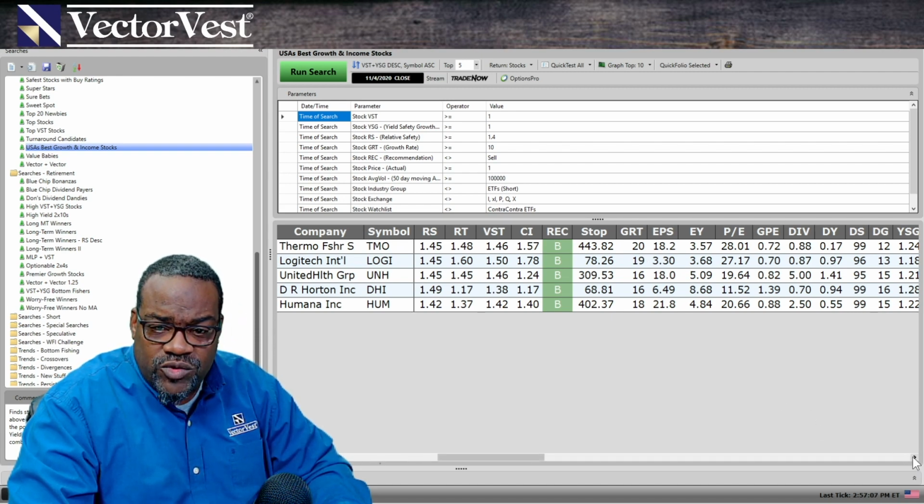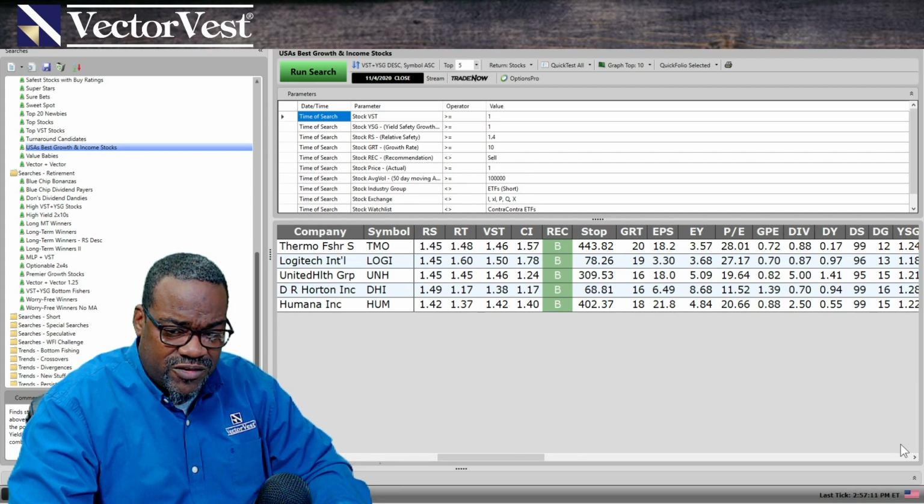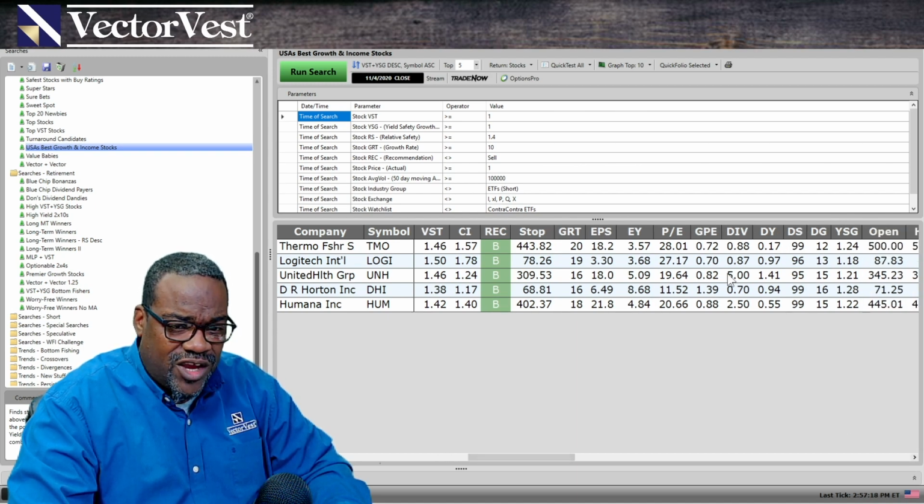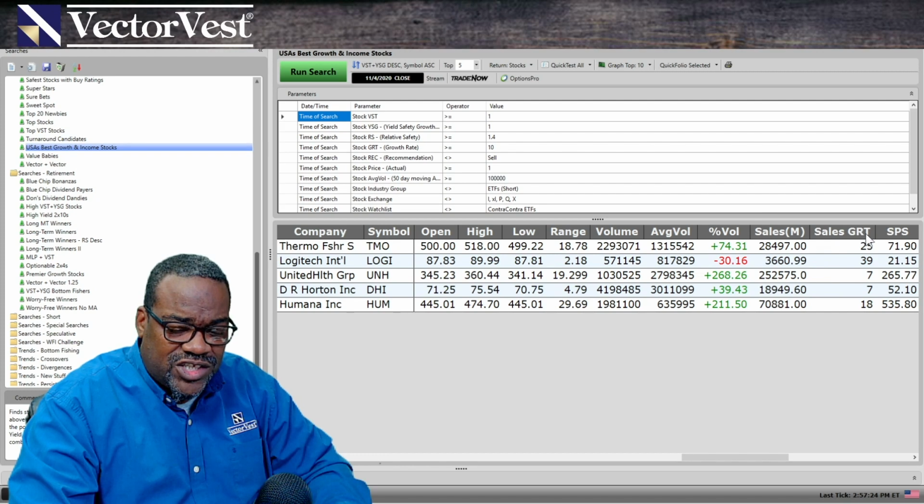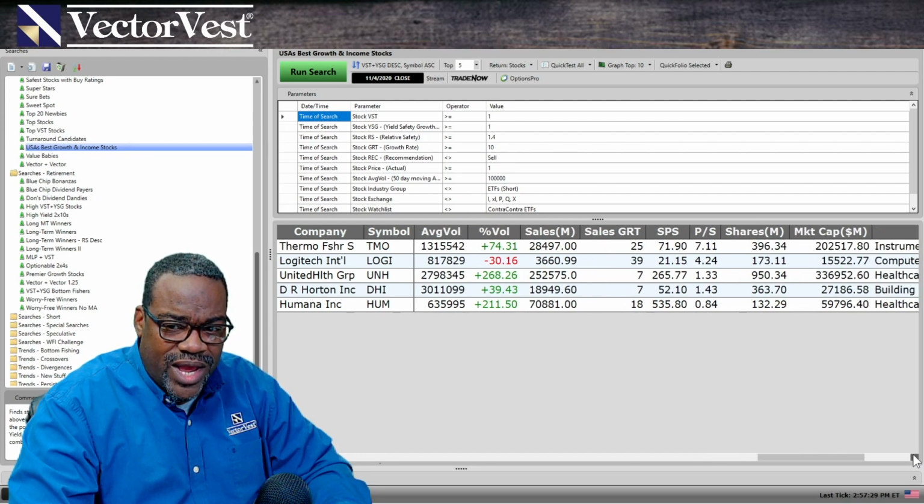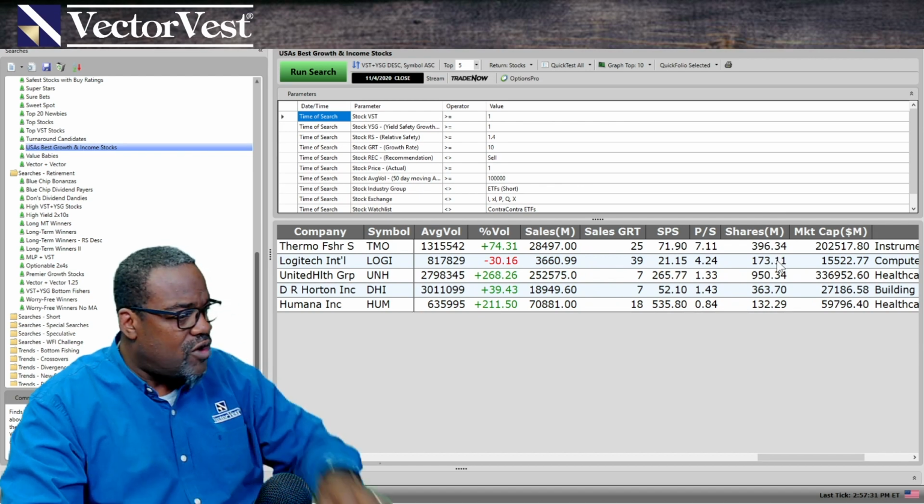Let's go look at, do they pay a dividend? All of them pay a dividend, and all of them have a dividend safety of greater than 50. That's an indicator you'll find here only in VectorVest as well. If you're looking at these for dividend plays, I can tell you which ones have the higher probability of holding on to their dividends. Let's go look at sales. I can look at sales growth. Almost all of these have double-digit sales growth numbers as well, and market capitalization and all of that.